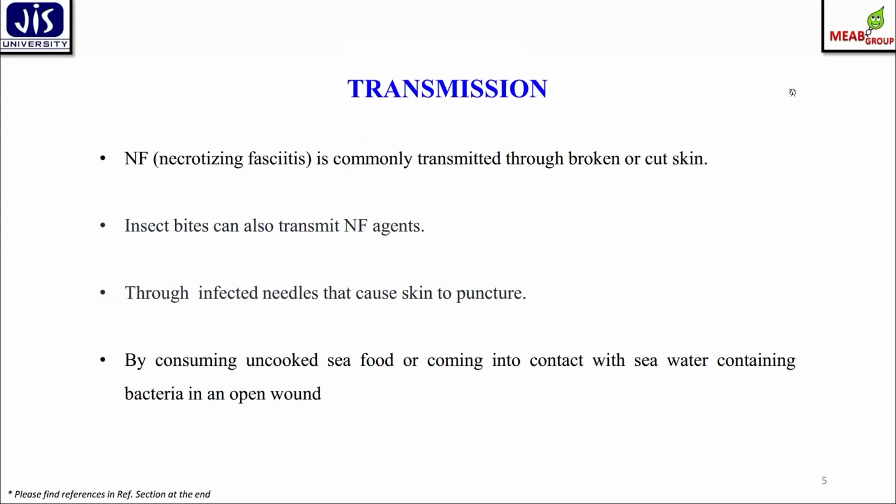In a nutshell, we need to know how these flesh-eating bacteria are transmitted. Necrotizing fasciitis (NF) is commonly transmitted through a broken or cut wound surface. Insect bites can also transmit NF agents, and infected needles can puncture the skin. Consuming uncooked seafood or coming into contact with seawater containing bacteria through an open wound can also cause infection.